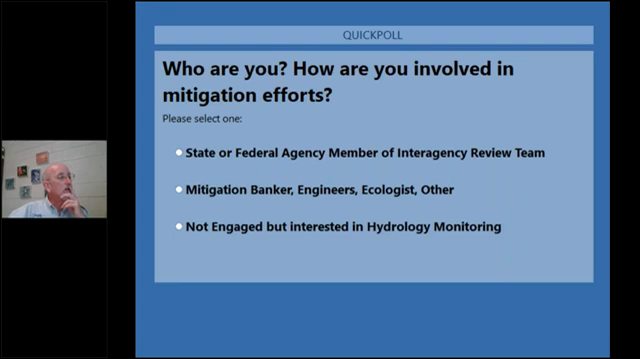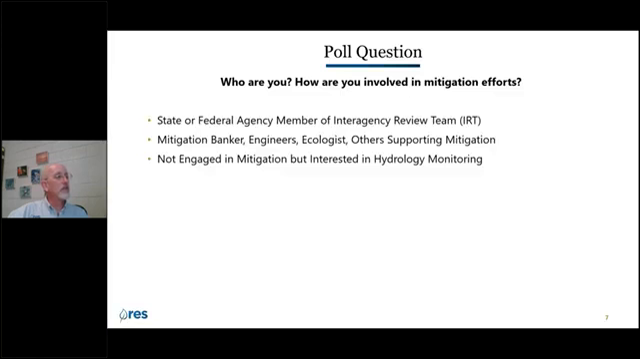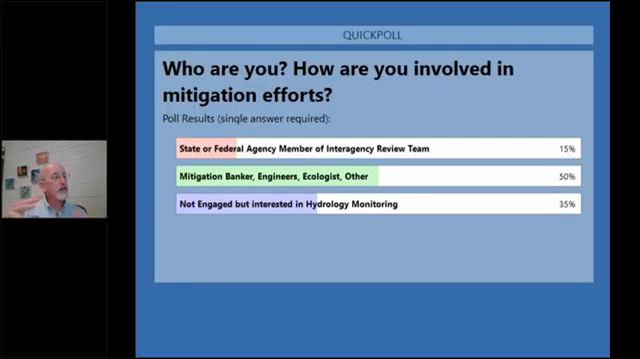I think the poll is open. If you wouldn't mind entering and identifying yourself, please. Right now it's about 50% folks in the mitigation industry: bankers, ecologists, engineers, a few in the regulatory community, and about 30% not engaged in mitigation, but interested in the real-time system.